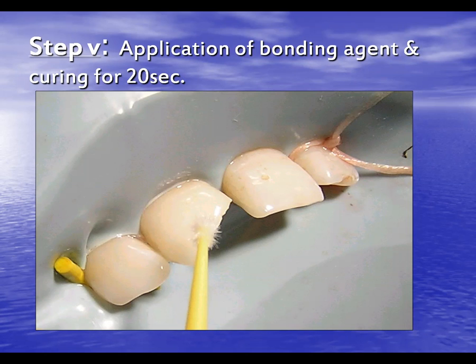What does the etching agent do? It causes erosion of enamel. There is a formation of micropores on the surface of the enamel, and these micropores help to form resin tags into the composite resin. Here again you have to cure it for 20 seconds.